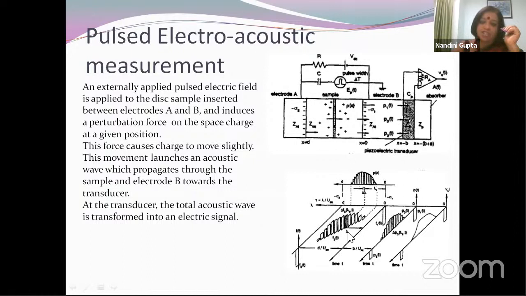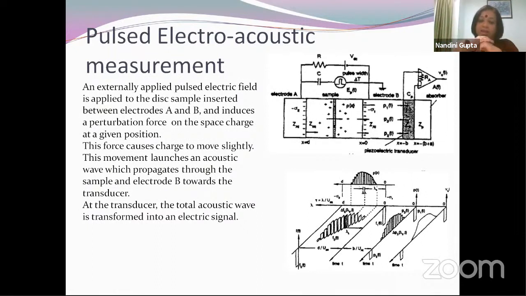When the space charge in a particular position is perturbed, it causes an acoustic wave to be generated, and this acoustic wave propagates through the sample. So it is not the space charge which is moving through the sample, but an acoustic wave which is proportional to the perturbation of the space charge. So the nature of the acoustic wave is determined by the distribution of the space charge within the thickness of the material. This acoustic wave travels from one electrode to the other electrode.